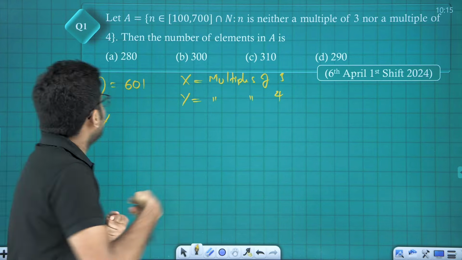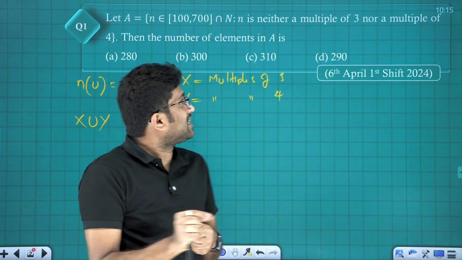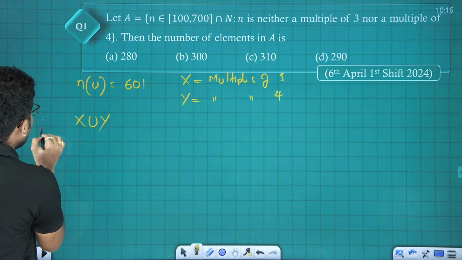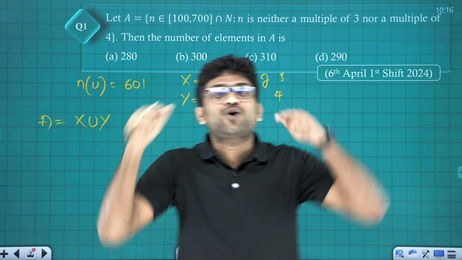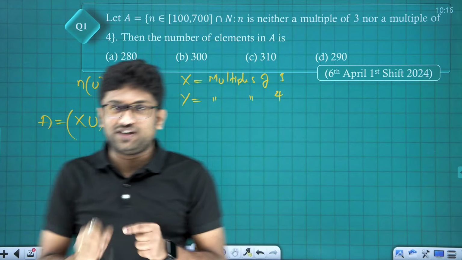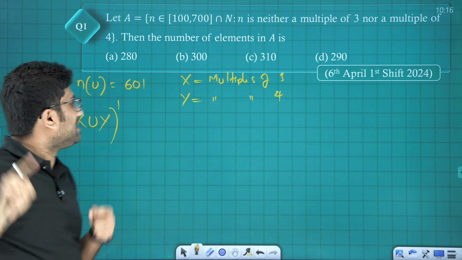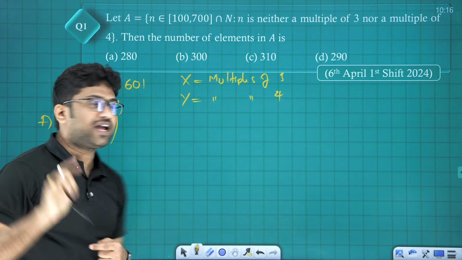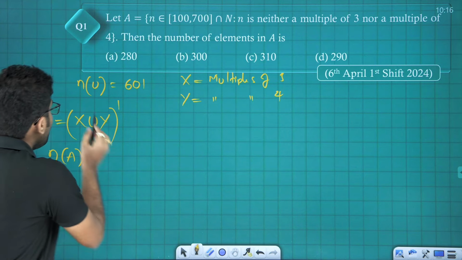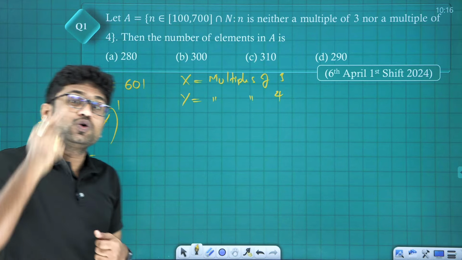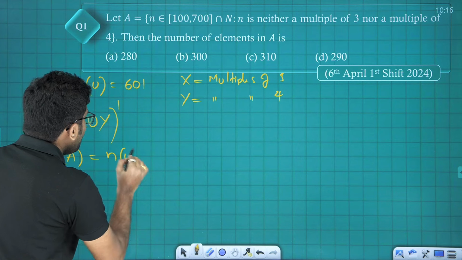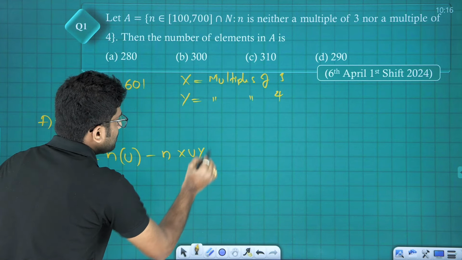But actually what do we need? We need A, a set which includes neither multiples of 3 nor multiples of 4. That means clearly our set A is nothing but the complement of this union with respect to the universal set. So set A is nothing but (X union Y) whole complement. So n of A is equal to n of the complement of X union Y, which is universal set minus X union Y, that is n of U minus n of (X union Y).